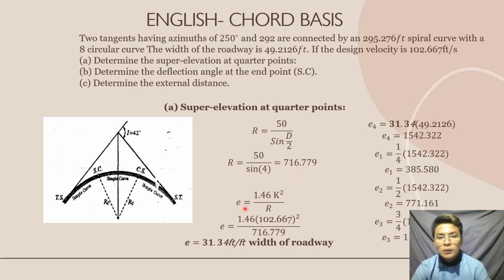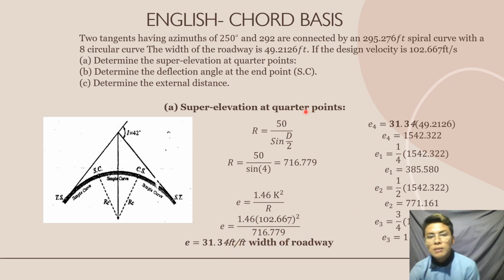Then we find the superelevation of the quarter points, given the formula e equals 1.46 times K squared divided by R, the radius of the curve. Here's our design velocity, 102.667, squared. Then just substitute all the values, and we will get e equal to 31.34 feet per second, width of roadway.